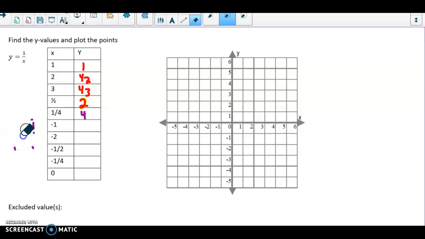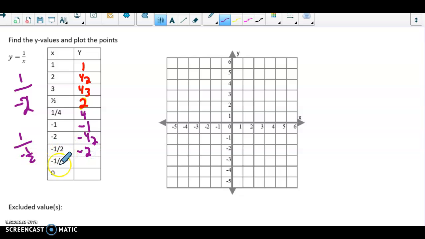Then let's put some negative numbers in. 1 divided by negative 1. That's going to be negative 1. 1 divided by negative 2. That's negative a half. 1 divided by negative a half will be 1 times negative 2. 1 divided by negative a fourth will be negative 4. Now what happens when I put 0 in, guys? 1 divided by 0. What's that give me? You're right, undefined. You can't divide by 0.